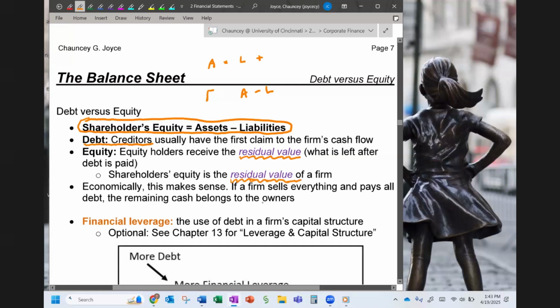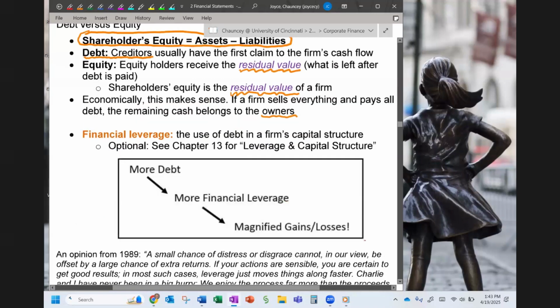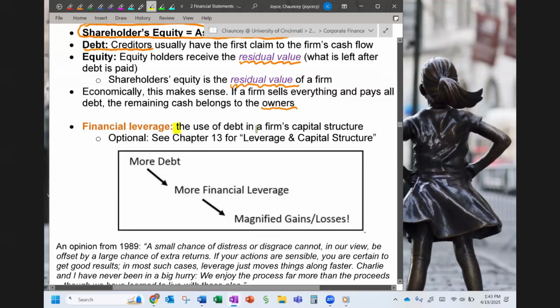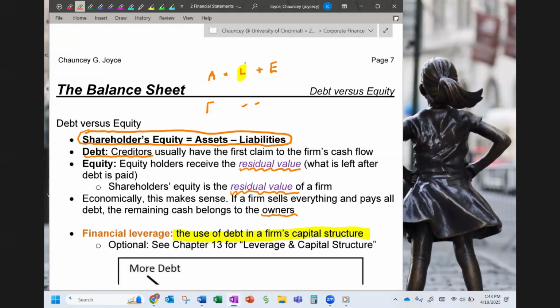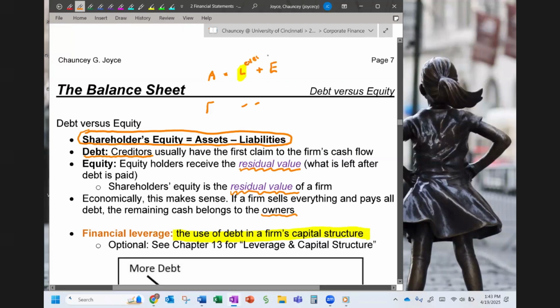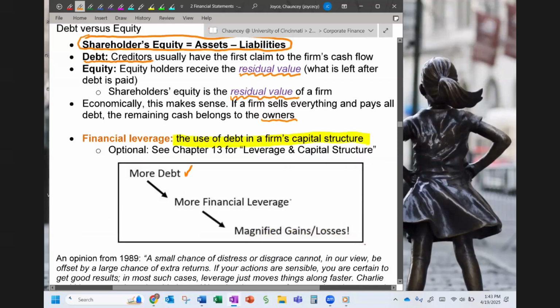So let's talk about this idea of financial leverage. Leverage is the use of debt in capital structure. So if you have assets equals liability and equity, and you are sourcing your assets with a lot of debt, we say you're using leverage. So maybe remember that leverage is for loan or liability. More debt will imply more financial leverage, and that will magnify your gains and losses, and you would see that impact on your income statement.